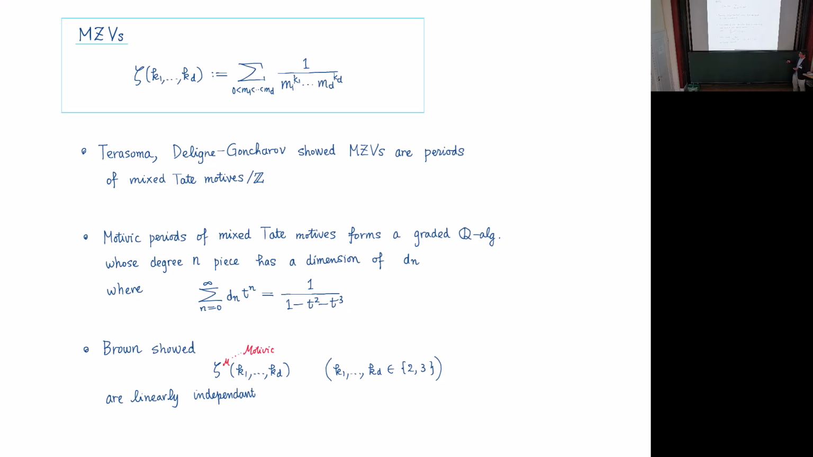But from this generating function, one may speculate that if it happens that these multiple zeta values span the whole space, then maybe we consider zeta values whose entries are either 2 or 3, consisting of only twos and threes. The number of such MZVs coincides with the number d_n, if you consider the weight n, which means k_1 up to k_d sum to n. Since these numbers might be a basis of this space, Hoffman actually conjectured this, and Francis Brown showed that for the motivic version of the MZVs, it's actually the case.